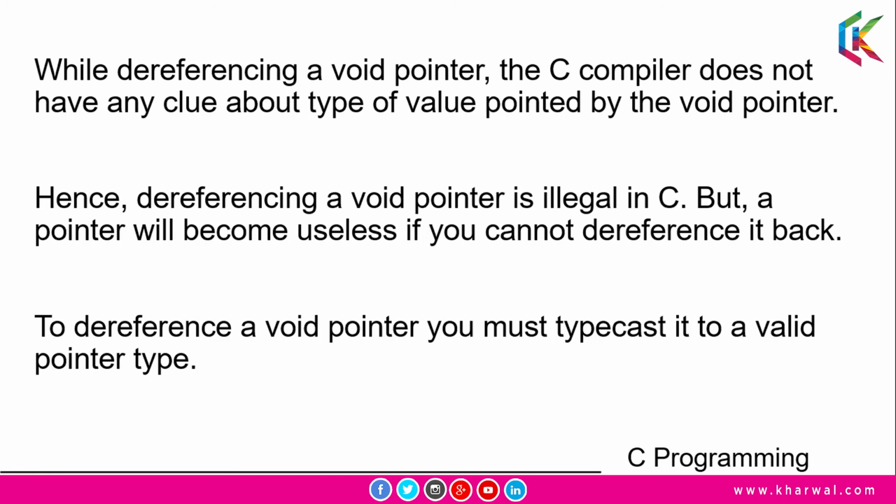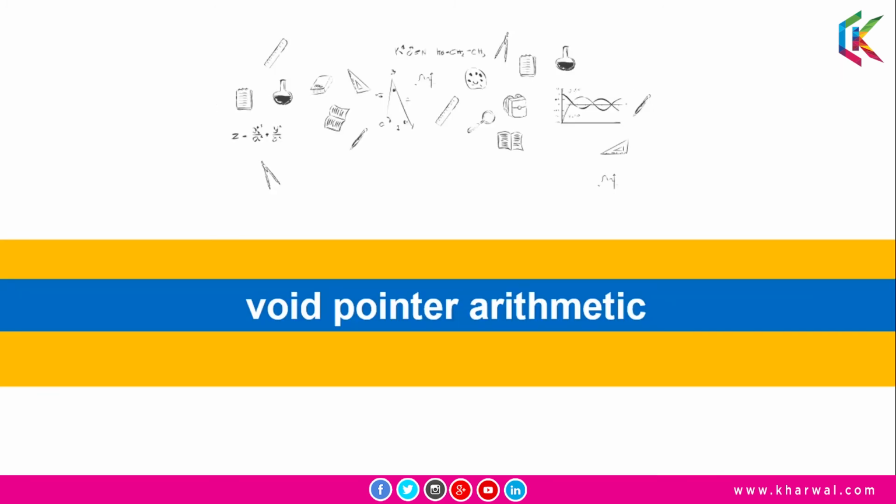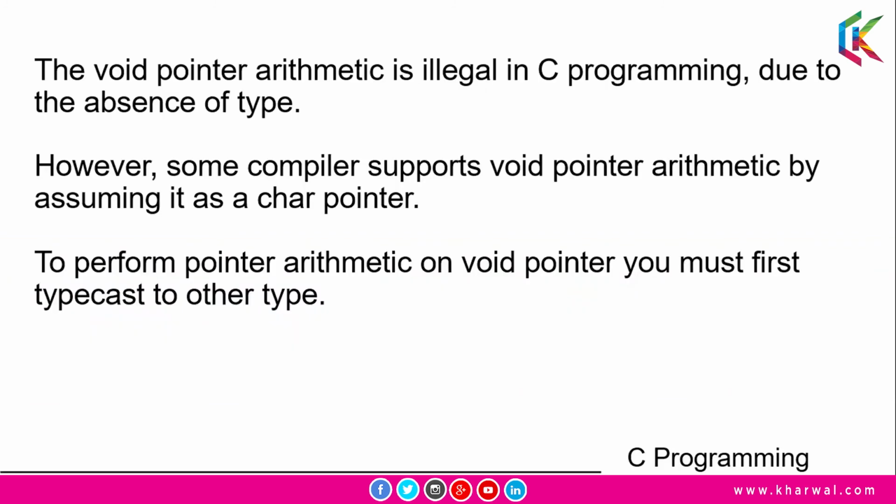Now let's discuss void pointer arithmetic. The void pointer arithmetic is illegal in C programming due to the absence of data type. However, some compiler supports void pointer arithmetic by assuming it as a char pointer. So to perform pointer arithmetic on void pointer, you must first typecast to other type.